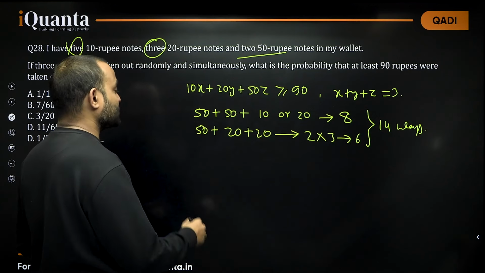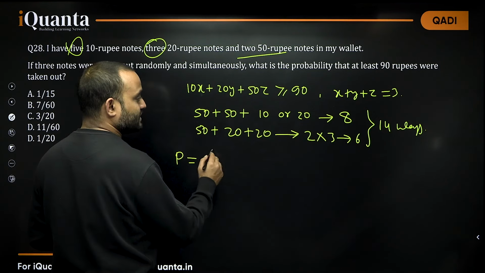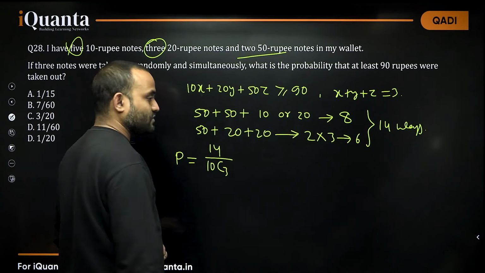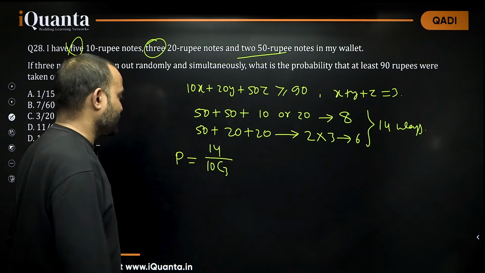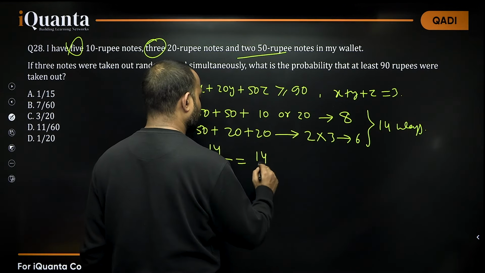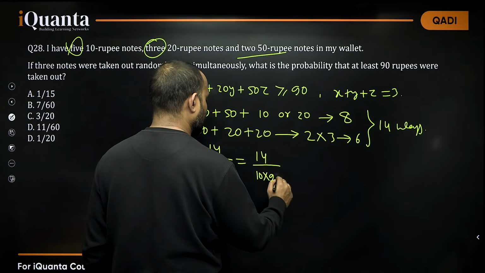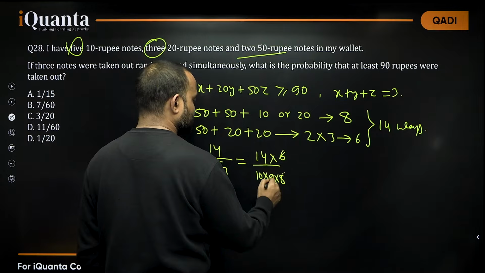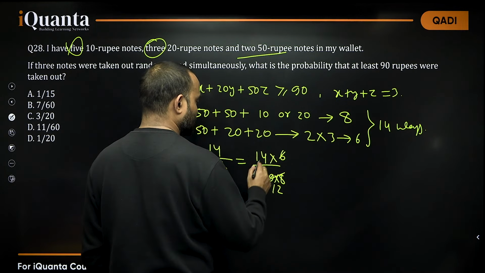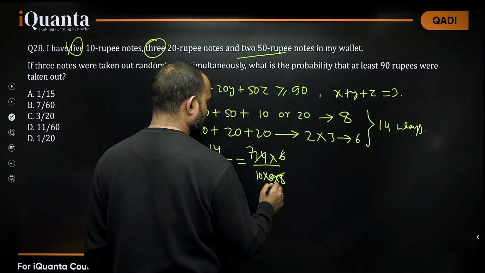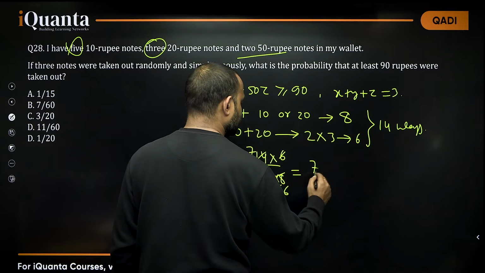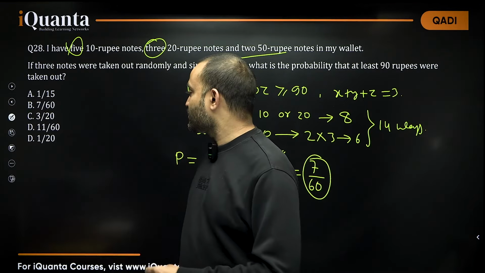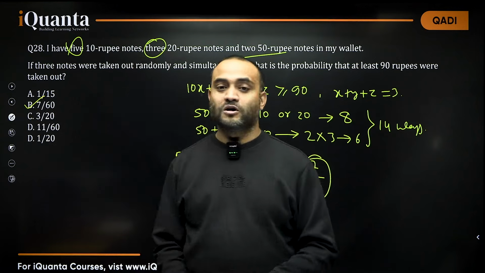What will be the total number of ways? So probability is equal to 14 upon the total number of ways. Out of 10 notes, we can choose any 3, 10C3. So this will be equal to 14 into 3 factorial, which is 6, upon 10 into 9 into 8. That simplifies to 7 upon 60, and that is the probability we are looking for. The answer is option B.